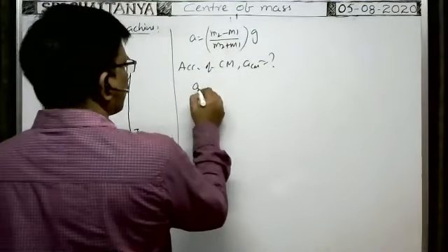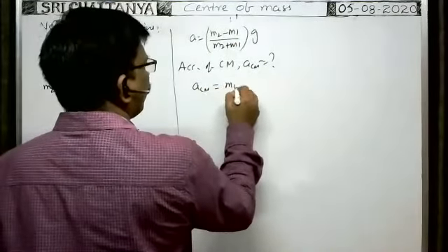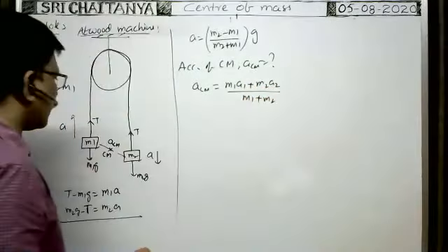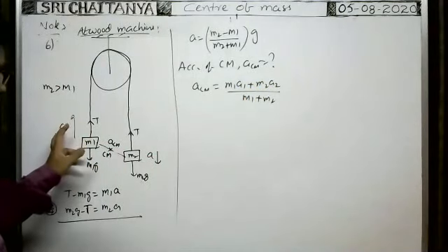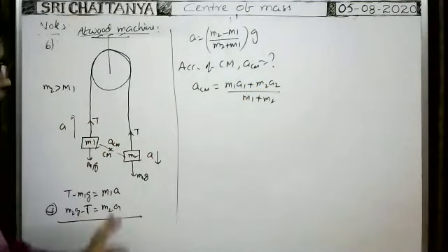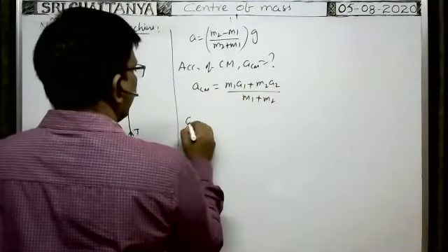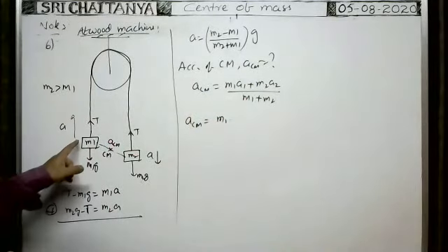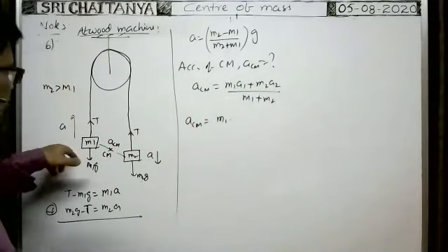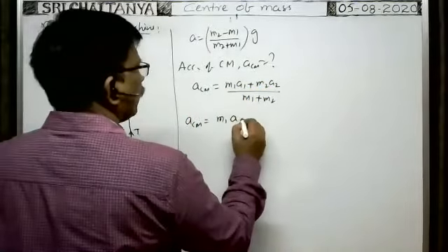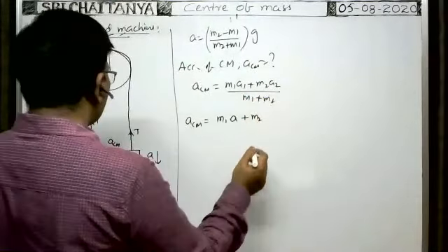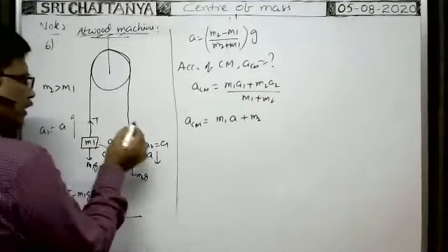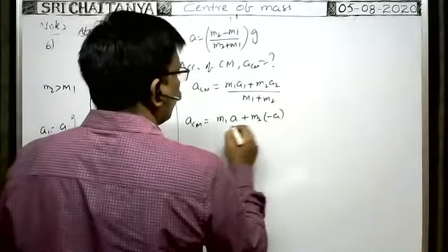Acceleration of center of mass a_CM is equal to the general formula (m1a1 plus m2a2) by (m1 plus m2), because in a system there are two blocks having accelerations a1, a2 like this. So here a_CM is equal to m1 into the acceleration of the first one, which is in upward direction. You take this acceleration as a reference, so a upwards, plus m2 into a2. a2 means the same acceleration only; a1 is equal to a, a2 is equal to a, both are same but downwards. That's why you write minus a, whole by m1 plus m2.